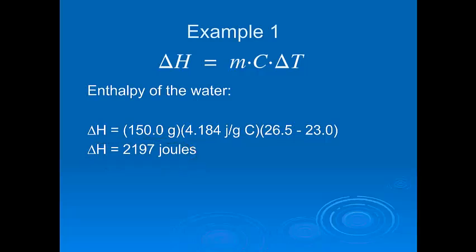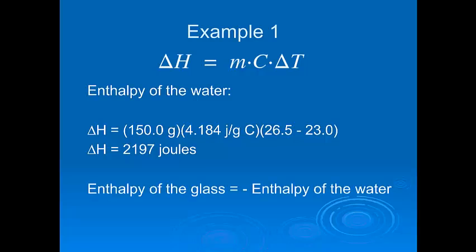Well, if you remember, where did it get that heat? It got that heat from the piece of glass. So the enthalpy of the glass is the opposite sign from the enthalpy of the water, because the glass lost the heat. It's exothermic, and when it's exothermic, delta H will have a negative value. So delta H for the glass is negative 2,197 joules.